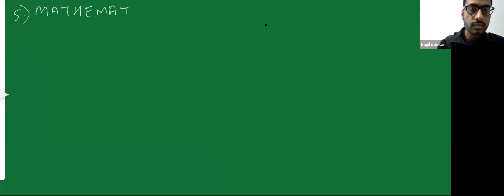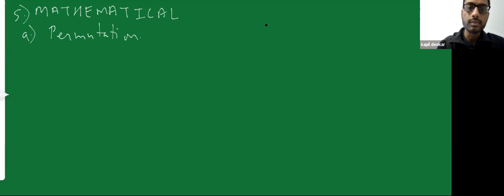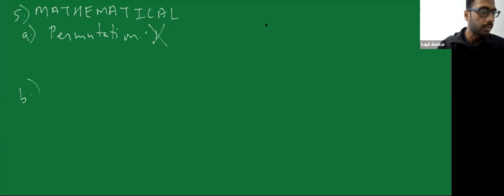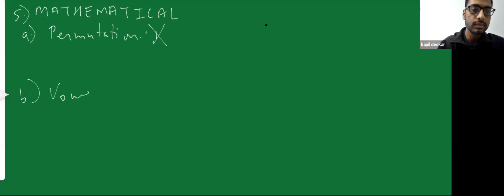Let's see question number 5. In how many ways can you arrange the letters of the word? First, you have to find permutation. No criteria is given to you over here. The question is, in how many ways can you arrange the letters of the word? So that's it. Your B part is, in how many ways can you arrange such that vowels are together?